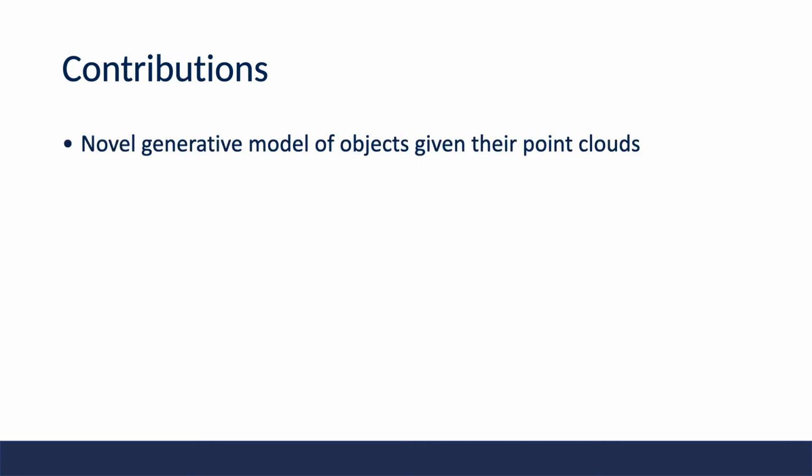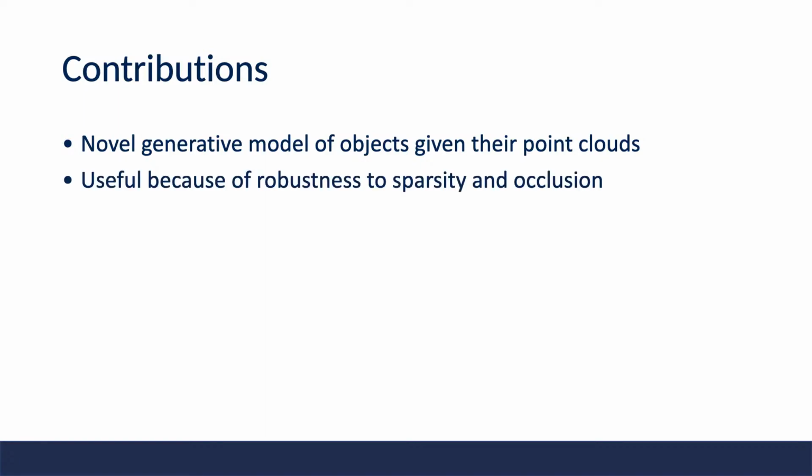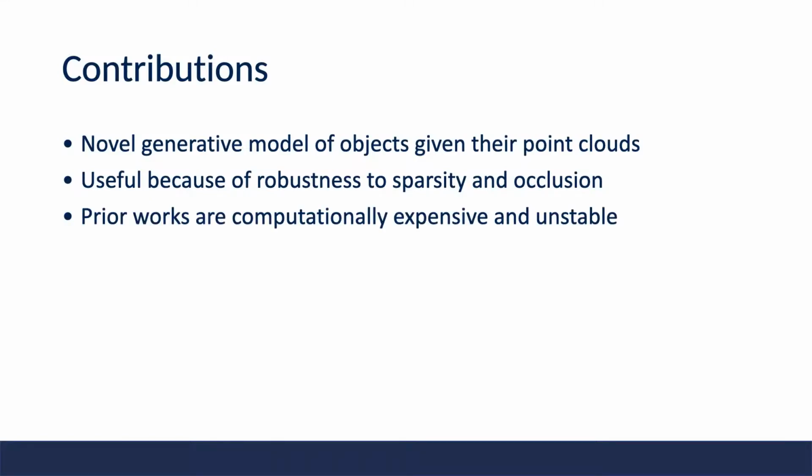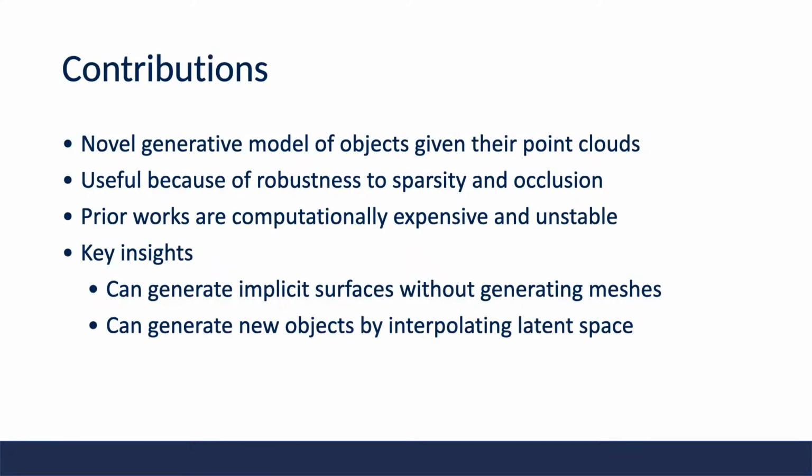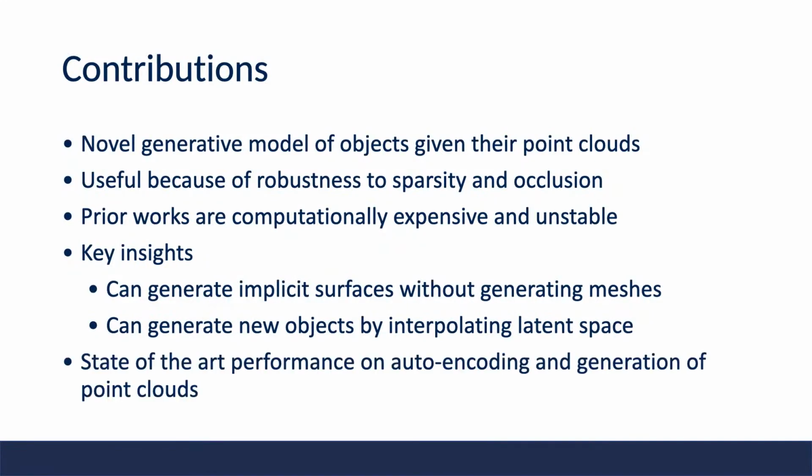So what are the main contributions? Well, like I said before, we're taking a whole new approach to modeling 3D distributions, which previously was done on 2D, but we're going to take it to the 3D case. This method is extremely robust to sparsity, and it's quite computationally efficient, or so it's claimed to be. Some key insights are that we are actually able to create implicit surfaces without having to worry about generating a mesh and computing a watertight mesh around objects. And we're actually able to also generate new objects by interpolating the latent space representation. And lastly, this paper achieves state-of-the-art performance on autoencoding and the generation of point clouds.